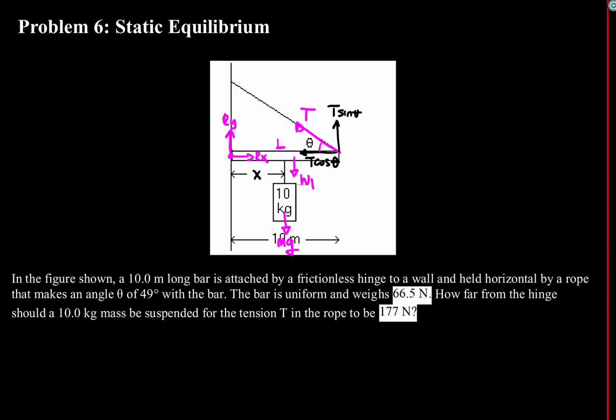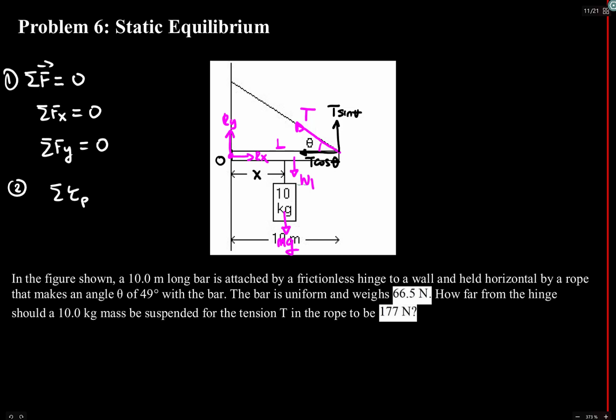Now, we will calculate the torque as well as the forces applied to the system. Remember that the system is in static equilibrium, which means that the sum of forces acting on the system is zero. Implicitly, that means that the sum of forces along the x direction is zero, and the sum of forces along the y direction is zero. This is the first condition of equilibrium. The second condition of equilibrium is that the net torque about any point must also be equal to zero, in which case the angular acceleration of the system is zero.